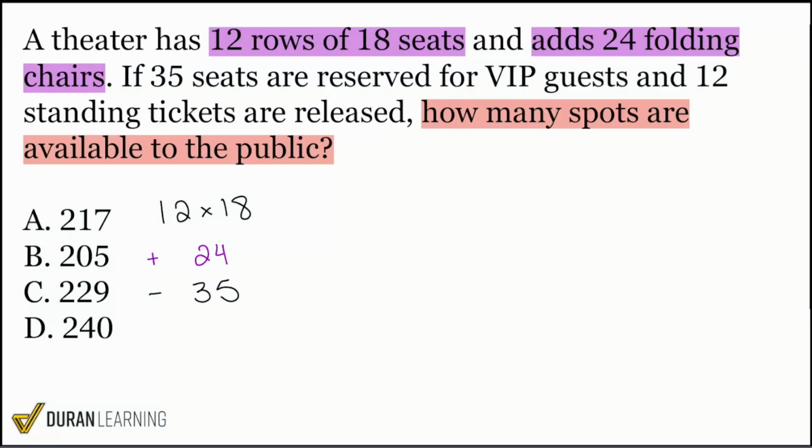And then lastly, it says, hey, 12 standing tickets are released. What does that imply, everybody? 12 standing tickets are released. That means that we will add that back in to the amount that is available to the public, because tickets that are released means that they are available for purchase. So with that said, we will add the 12 back at the end.